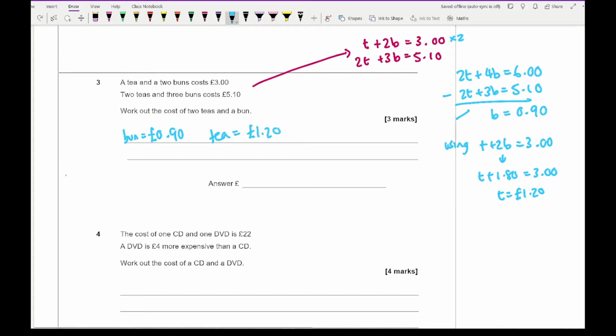So what I need to do now is work out, reading the question, it says work out the cost of 2 teas and a bun. Well, 2 teas is going to equal £2.40, and a bun is going to cost 90p. So that gives me a total of £3.30, which, again, I don't need to have that pound sign because it's already given to me.